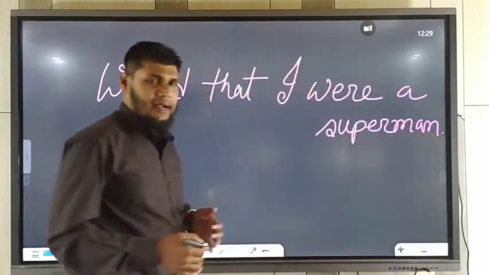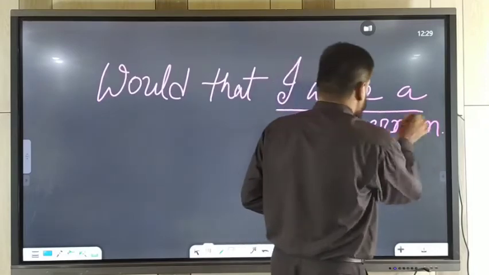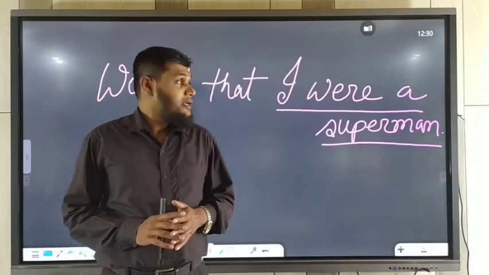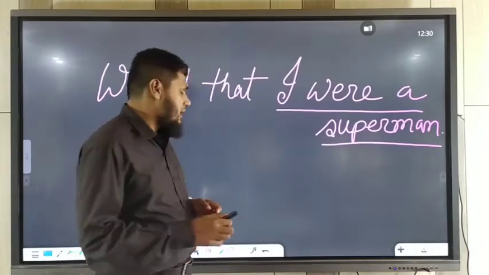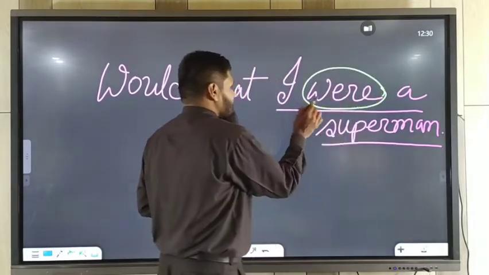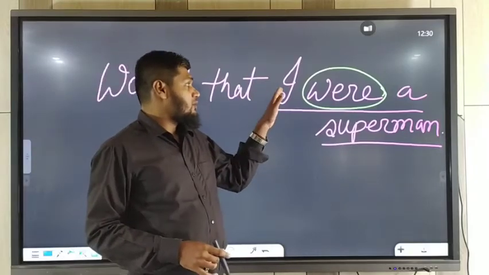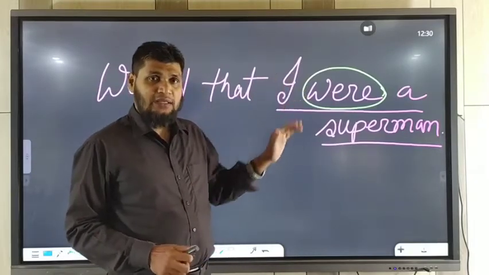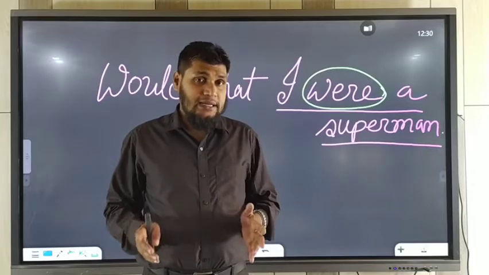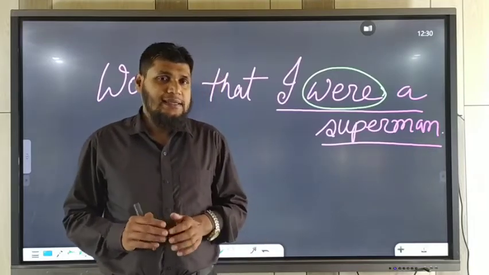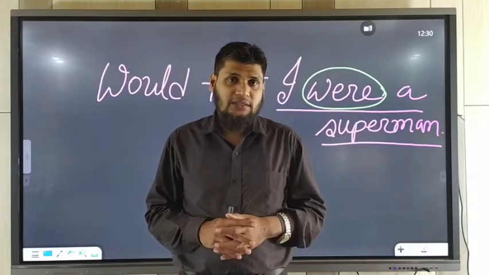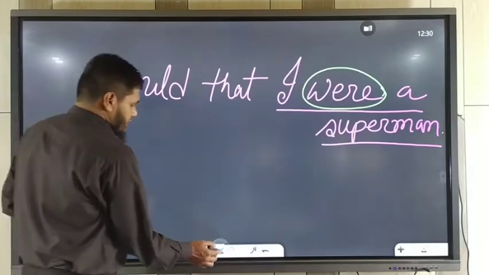Would that I were a Superman. So I want to be a Superman. It's my desire, but it's not possible in reality. That's why we use were after subject I. We know that we use was after I, but here it's unreal past. It's not true in reality, but it's my desire. In this sense, you will be able to use this type of structure. Understand? So otherwise not. Okay.